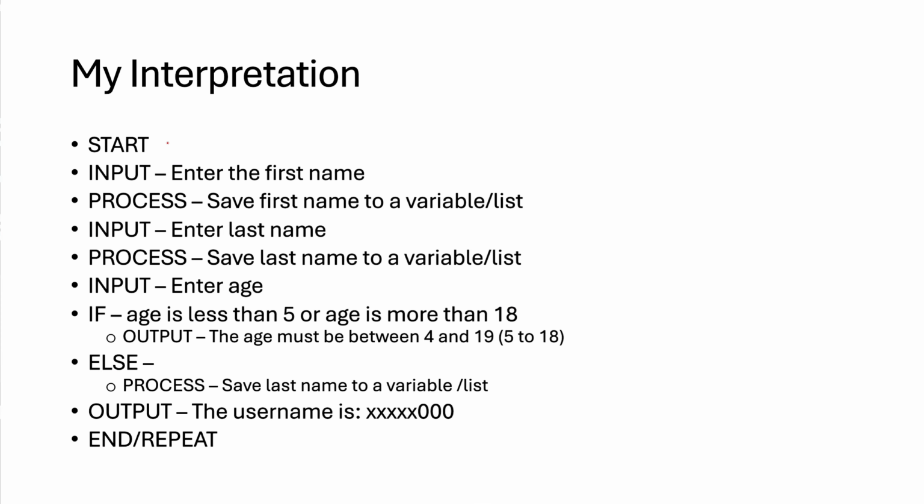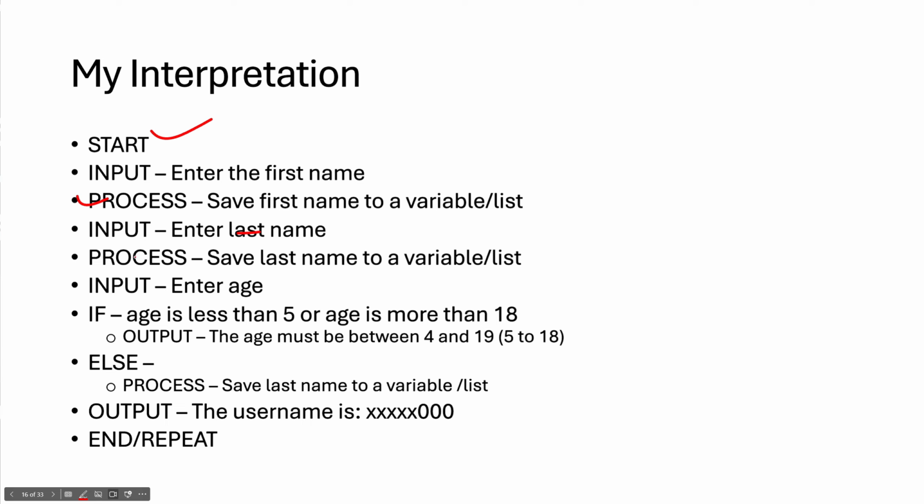I think I've tried to simplify it as much as I can here. So this is my interpretation. We start the program. We get input. The person enters their first name. We have a process that saves the first name to a variable or a list. This is not, again, exactly how you have to do it. This is just my interpretation of how I would quickly think about this in my head. And again, I'm thinking of using Python 3 here, but this will be usable for any language.